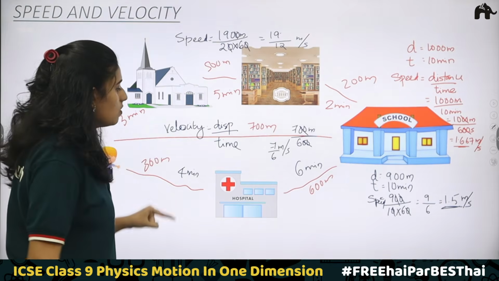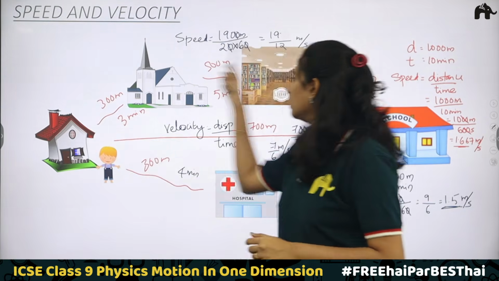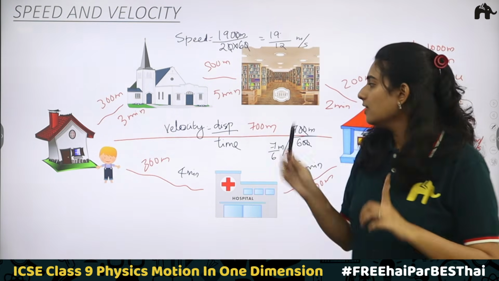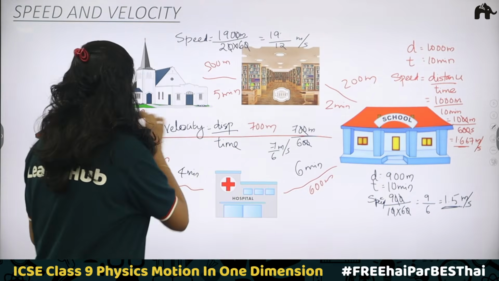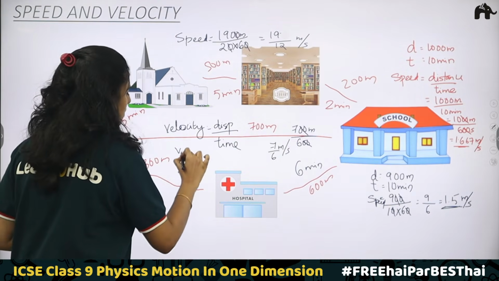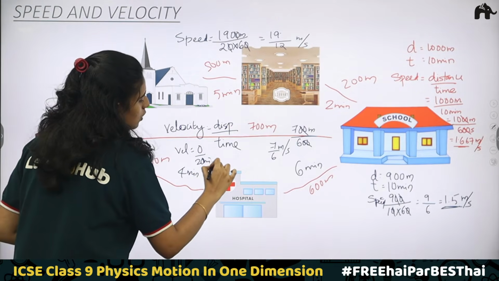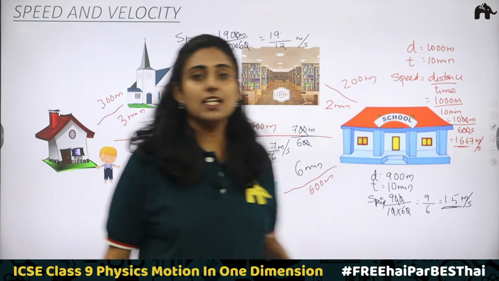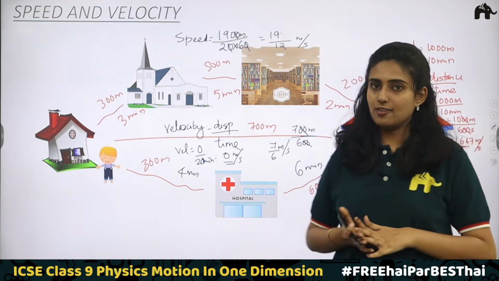Okay. Now, when you take the complete journey from home to school, back to home, we know the displacement is 0. Then what will be the velocity? Velocity will also be equal to 0. For the complete path when taken, velocity will be 0 divided by the time, which is 20 minutes. You will be getting 0 meter per second. Okay, for the complete journey, the velocity is 0 meter per second. Understood what speed is and what velocity is?